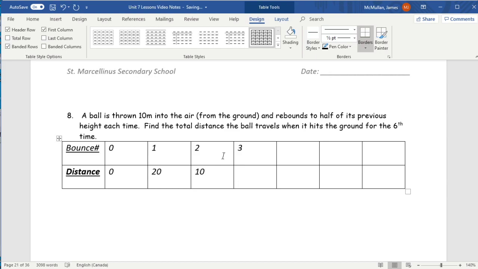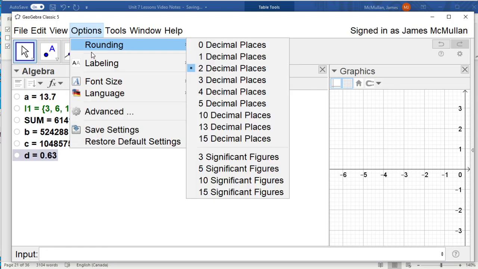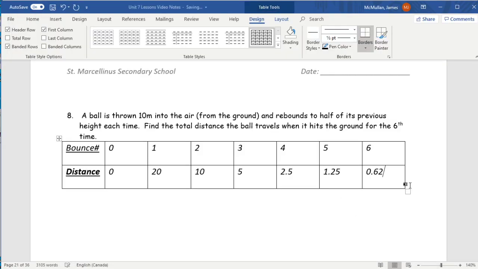10. Then it bounces 2.5 up and 2.5 down. Then it bounces 1.25 up and 1.25 down. Then it bounces even half of that, and finally it bounces half of that. What's 1.25 divided by 2? I always mix this one up. Yeah, 0.625. I should have taken 2 seconds to think about that.